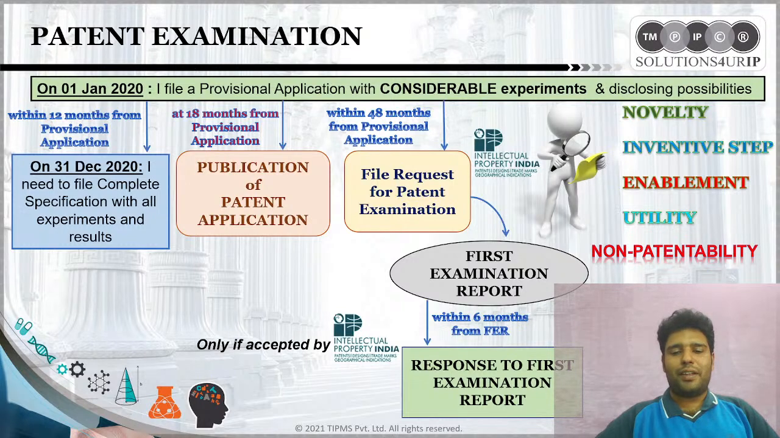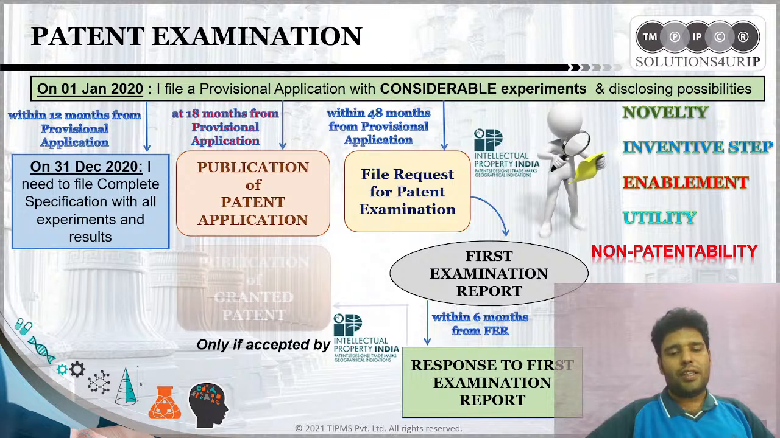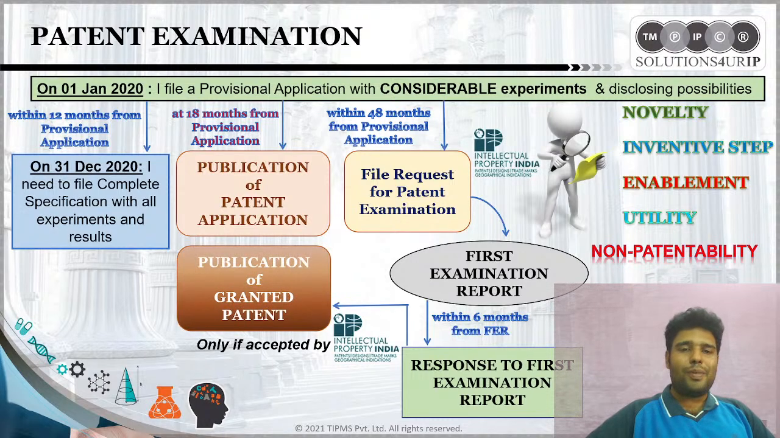After you have filed a response to the first examination report, if the patent office accepts your response, finds it to be persuasive and complete, then the patent office grants your patent and again publishes your patent application. So a patent application will be published 2 times in due course of its prosecution. Once at the time it is published, and next at the time it is granted.